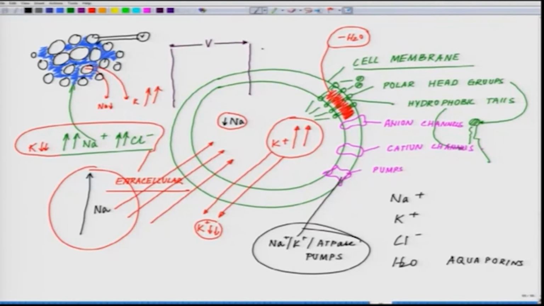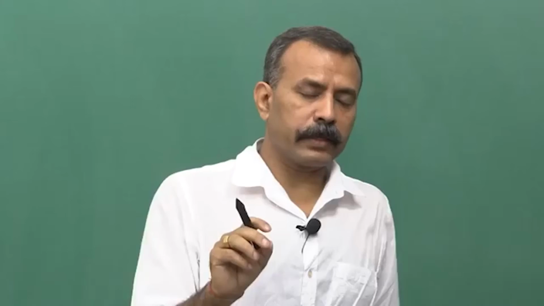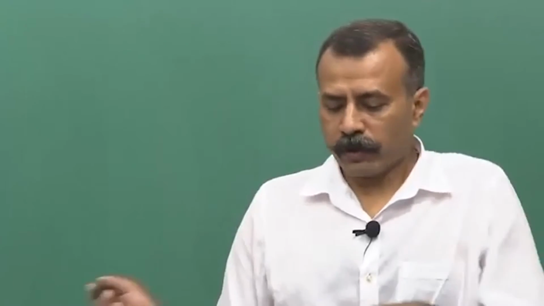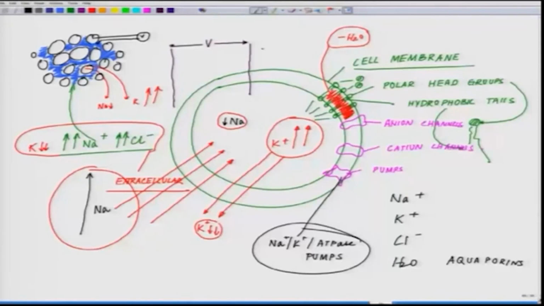You will observe that with respect to the inside of the cell, outside is more positive. With respect to inside, outside is more positive. So, it means what you will observe is inside with respect to the outside, the voltage inside is around minus 70 to minus 80 millivolt.